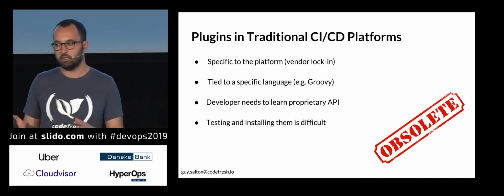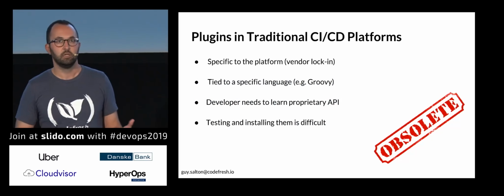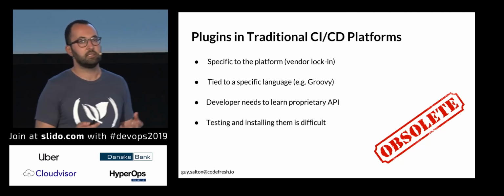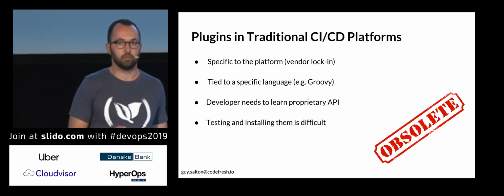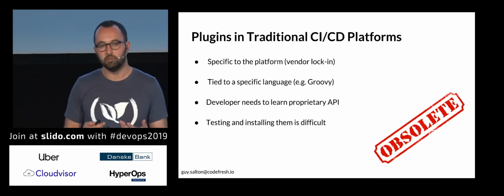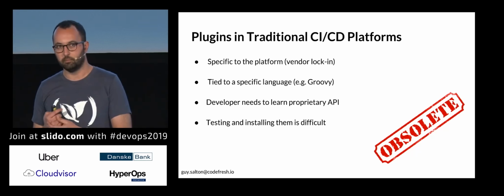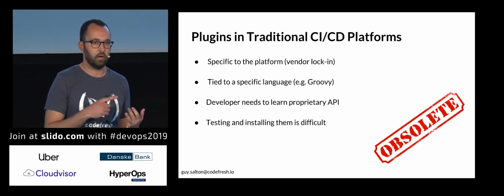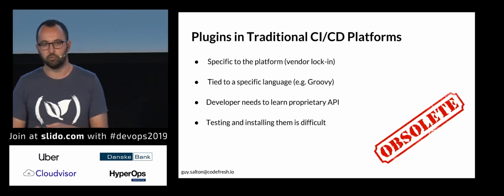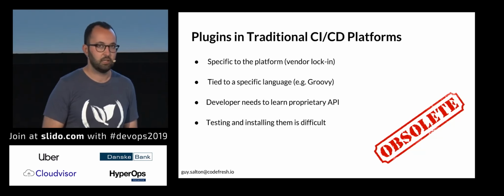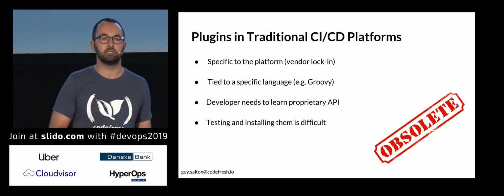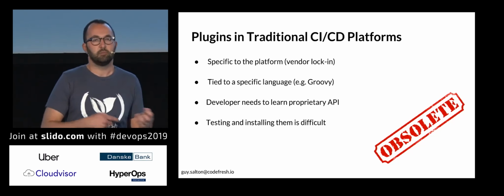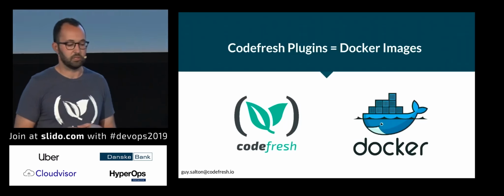And you can think of the same thing for plugins. So think about traditional CI/CD platforms like Jenkins, for example. Let's say you want to develop a new plugin for Jenkins. You have to know a few things. First, you have to know Groovy, right, to develop a plugin for Jenkins. Then you also have to use the Jenkins API, so you have to know the Jenkins API as well. And this sometimes can be difficult to test and to install.